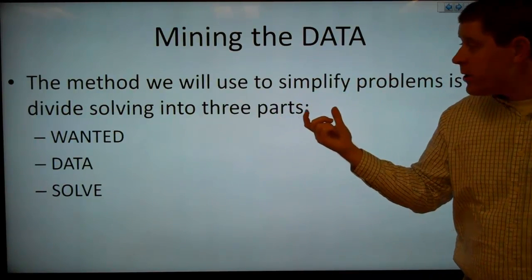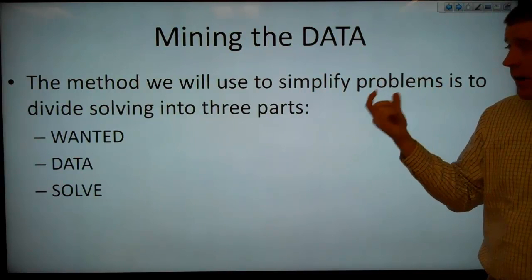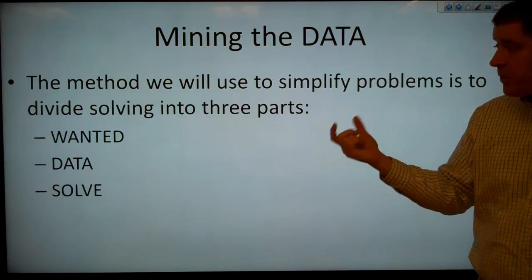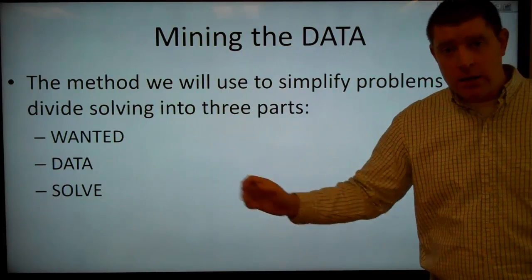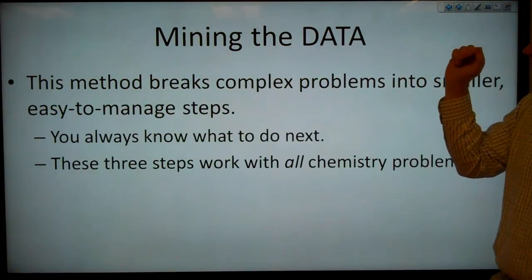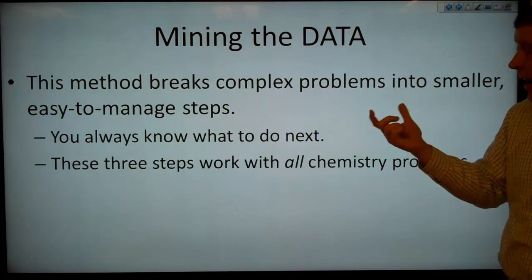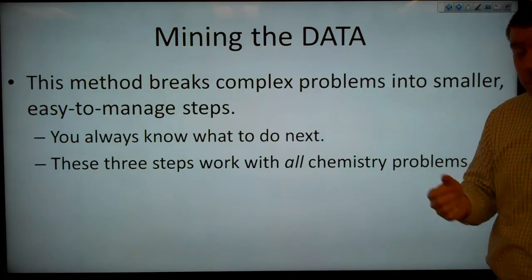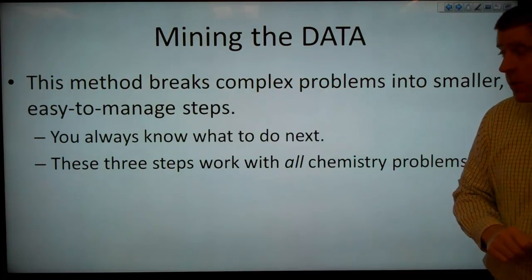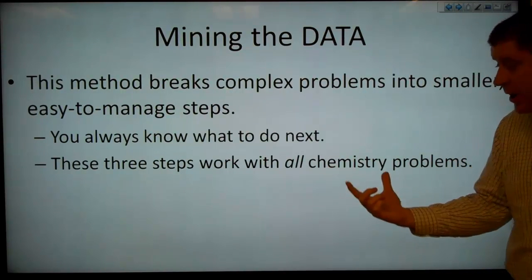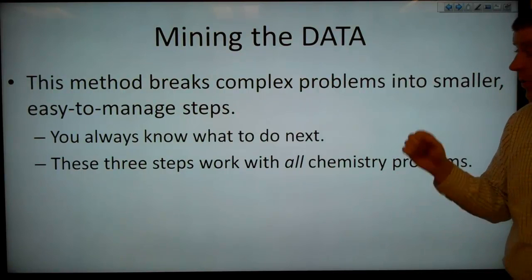So the method we're going to use to simplify problems is to divide our problem solving into three parts: the wanted, the data, and then the solve. This method breaks our complex problems into smaller, easy to manage steps, because you're always going to know what to do next. These three steps will work with all of our chemistry problems.